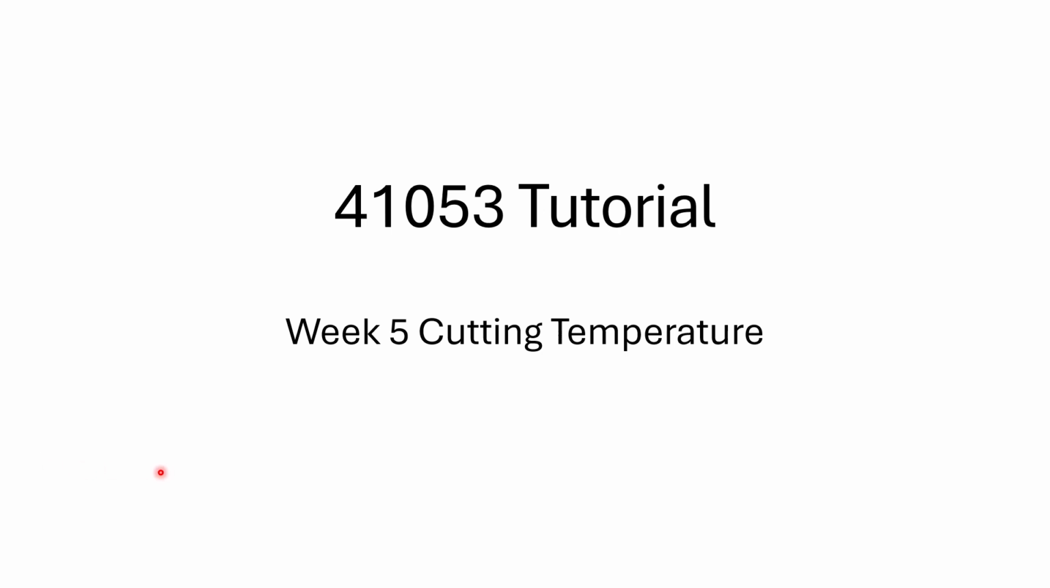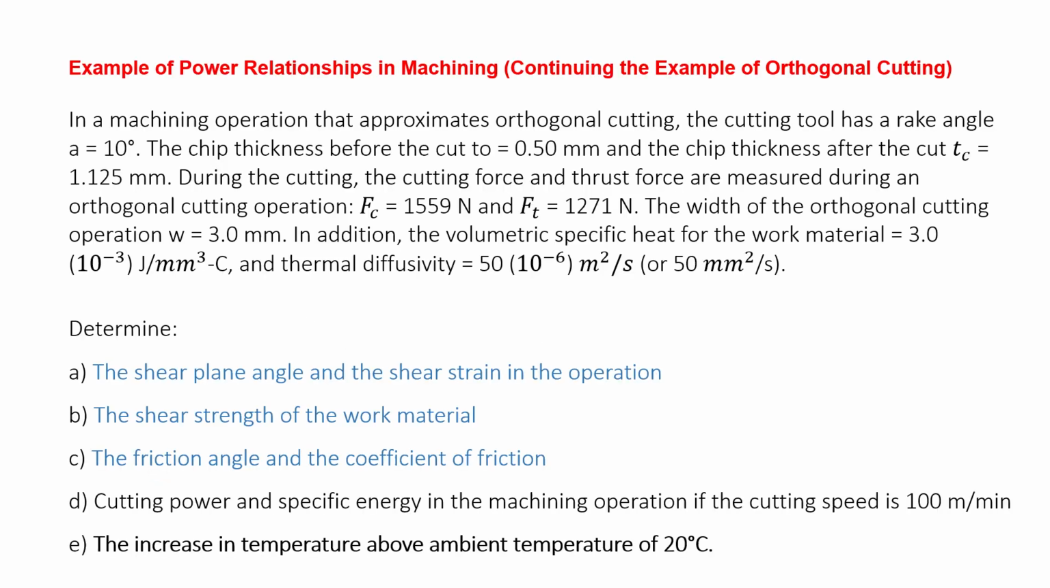So the last question of the week 5 tutorial is going to be about the cutting temperature. The same question we had earlier, we do have the cutting operation. We have the rake angle alpha of 10 degrees. The initial thickness of the chip is 0.5 millimeters. The final cut thickness is 1.125 millimeters.